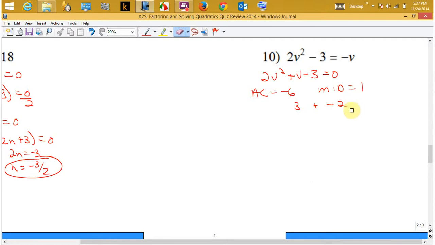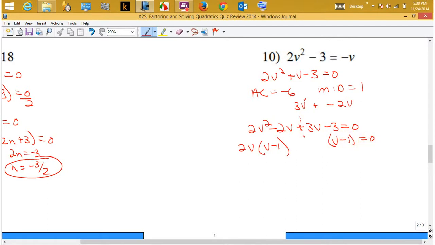The 2 would probably be better by the 2. So I'm going to rewrite my equation as 2v squared minus 2v plus 3v minus 3 is equal to 0. All right, grouping it, I would have 2v times v minus 1. Now over here, I'm also going to have v minus 1. The question is, what do I pull out of there to get me v minus 1? Well, that would be plus 3. So my factors are 2v plus 3 times v minus 1 is equal to 0.